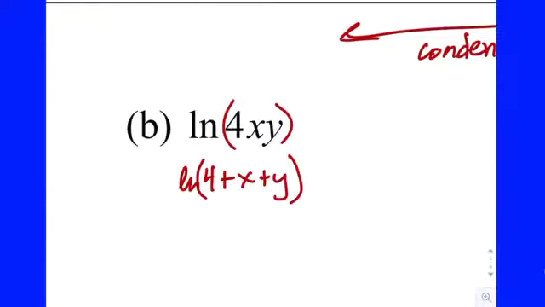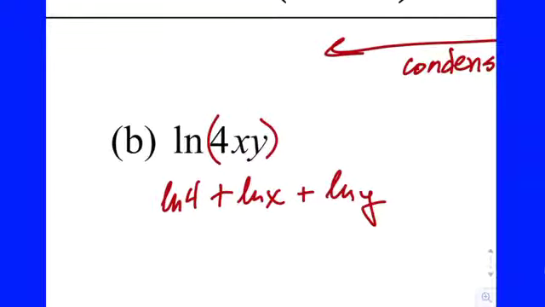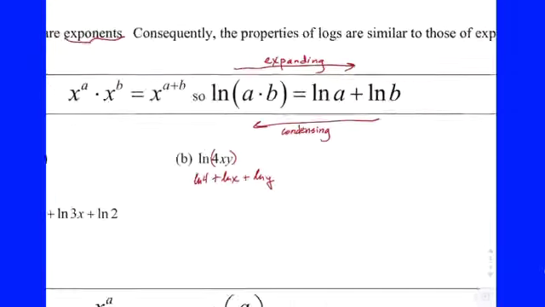No, because then the only difference would be the argument, and multiplication is not the same as addition. They each get their own log. It's the natural log of 4 plus the natural log of x plus the natural log of y. Okay? So what logs do is they make molehills out of mountains. They take things that are products and turn them into addition. Again, making it smaller. More terms, but the arguments are now simplified.